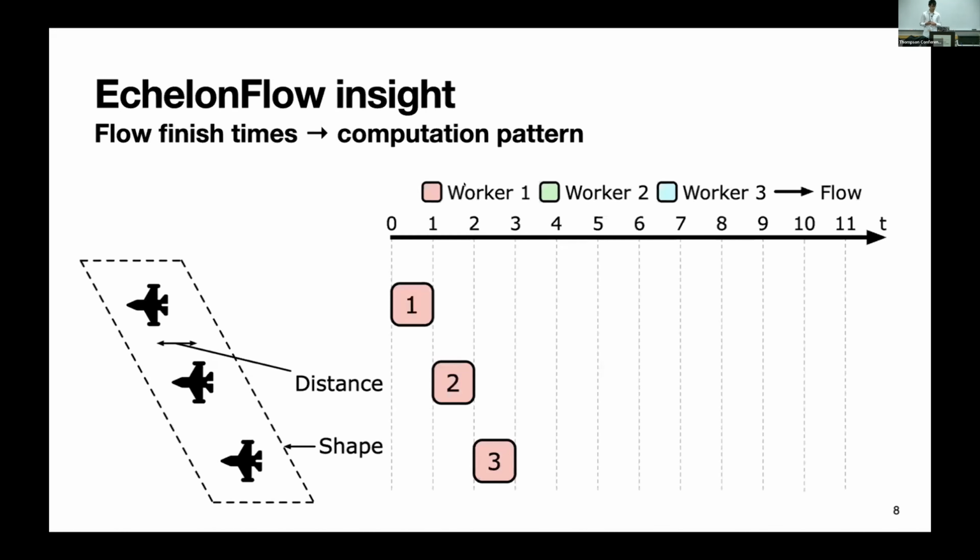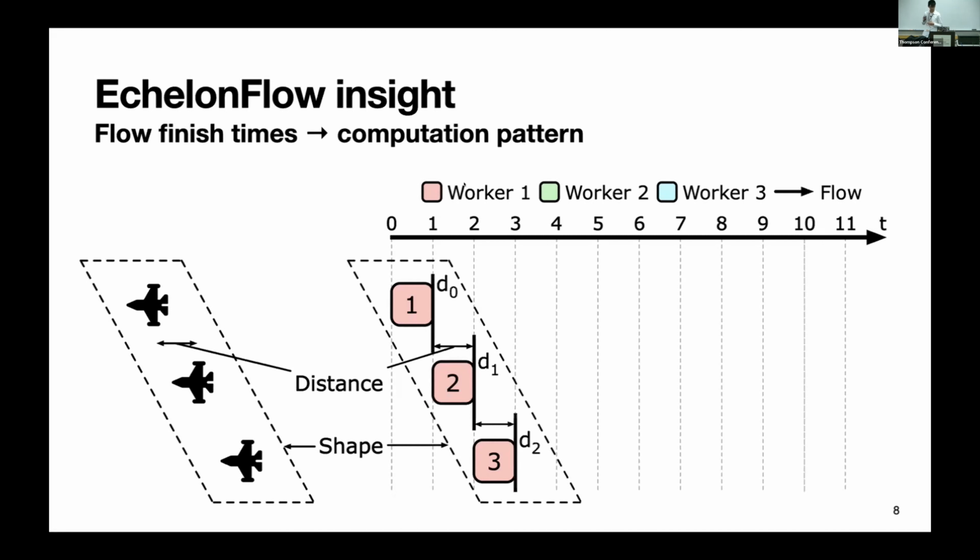Similar to military units, we find that computation units in distributed training also form specific patterns, where the shape is predetermined by the training framework that we know ahead of time. And the distance is just the computation time on each worker, which can be profiled. For data transmission between workers, we define the ideal finish time as the earliest possible time that a flow can finish, which is usually the start time of the flow, like this.